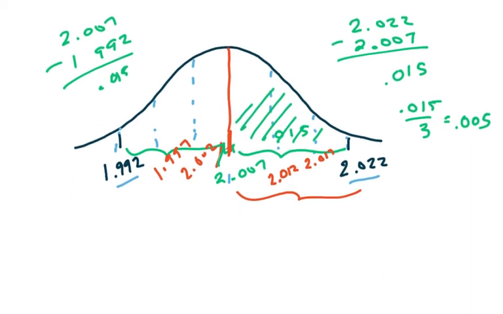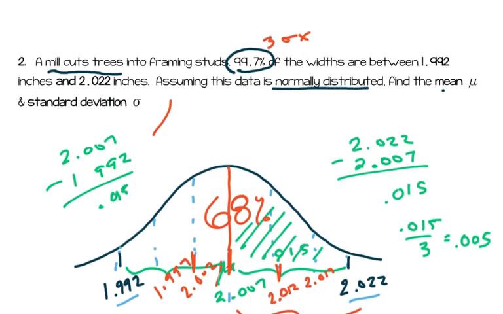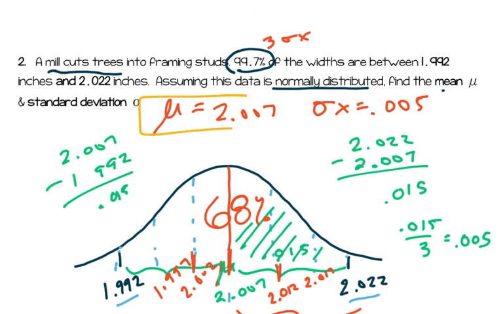Within one standard deviation, 68% of these framing studs are going to be between 2.002 inches and 2.012 inches. So that's not very much of a difference. But the question is the mean. That's the first thing I found, and that was 2.007. The next thing was the standard deviation, and that was 0.005. So those are the two things I was asked to find.